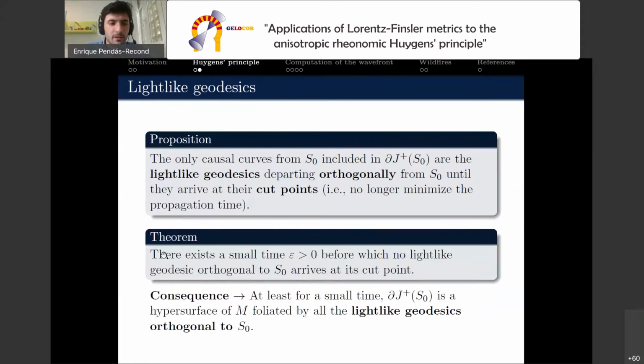But we also have this crucial theorem, which is very delicate even in the Lorentzian case, because the properties of the cut points from an arbitrary submanifold are not fully studied. And in fact, in our work, we provide an independent proof for Finsler spacetimes. It basically says that there exists a small time before which no light-like geodesic orthogonal to S_0 arrives at its cut point. And then, as an immediate consequence, at least for a small time, this boundary is a hypersurface of M foliated by all the light-like geodesics orthogonal to S_0. Therefore, in order to compute the wavefront, we have to find these geodesics.